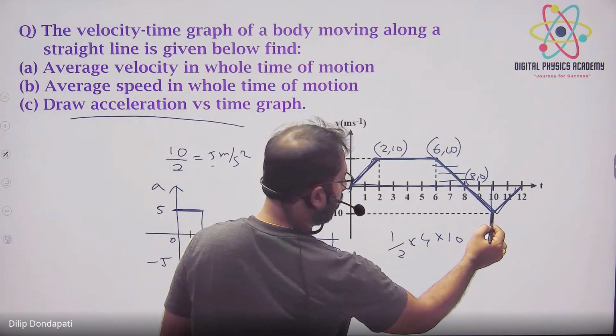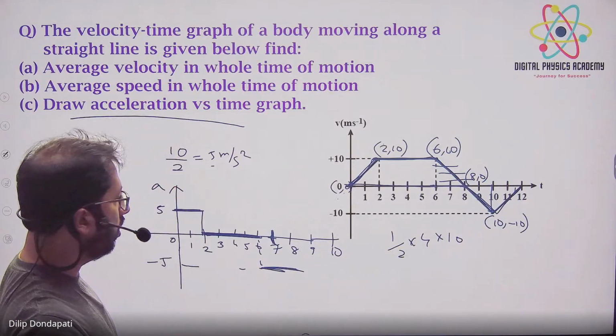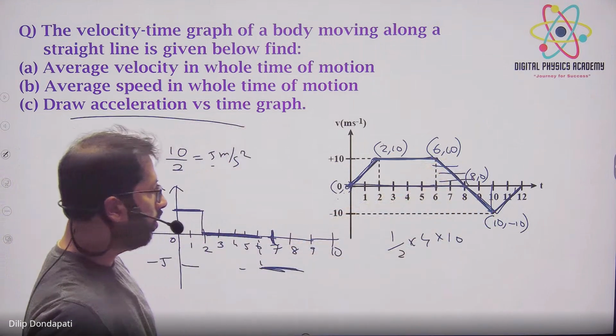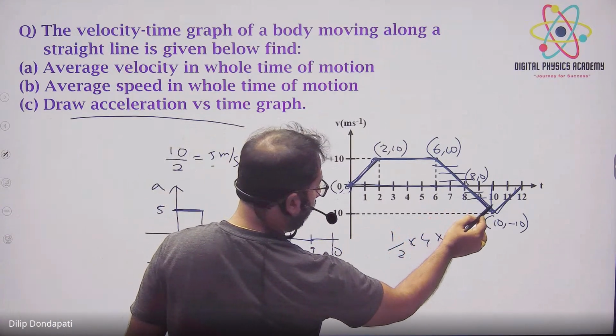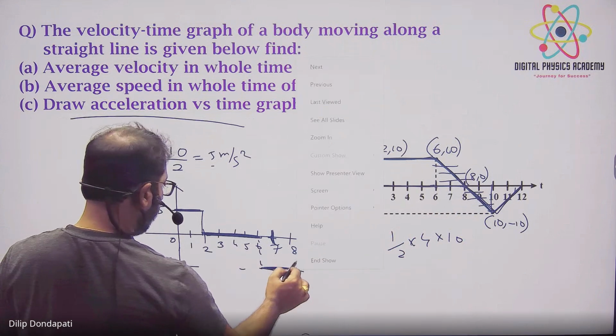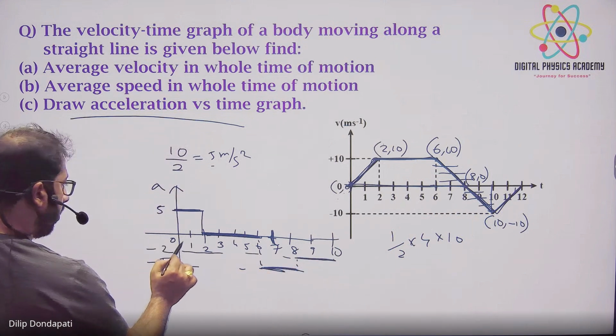The coordinates are 8, 0 and 10, minus 10. So y2 minus y1 by x2 minus x1 is minus 10 by 2, which is minus 5. It is constant from here to here. So from here to here it is minus 5. Understood?